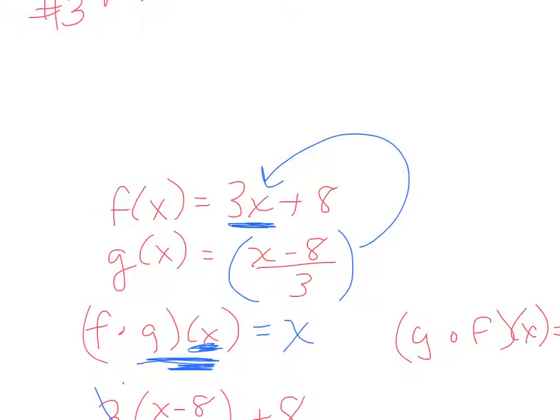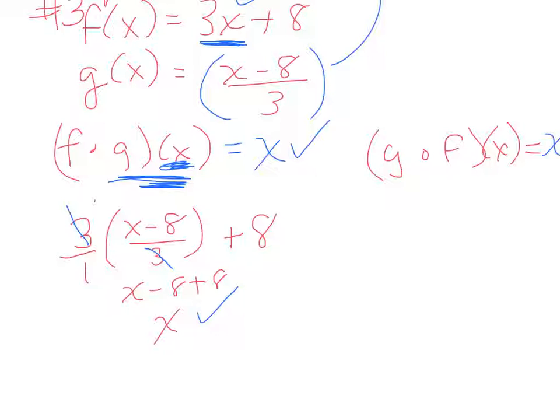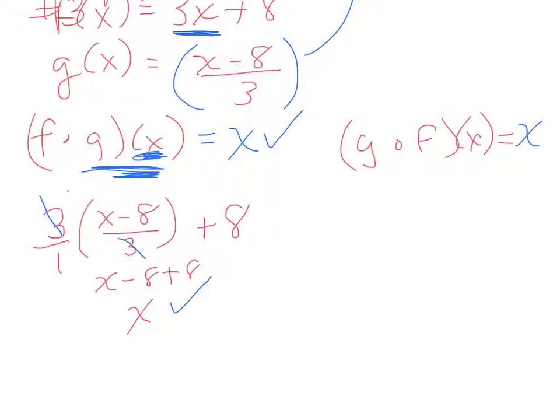Move that. Scoot that. So now I have x minus 8 plus 8, and I get x back out. So right now I have that satisfied. F of g of x gave me x. Now I need to test to see if the other rule is satisfied.